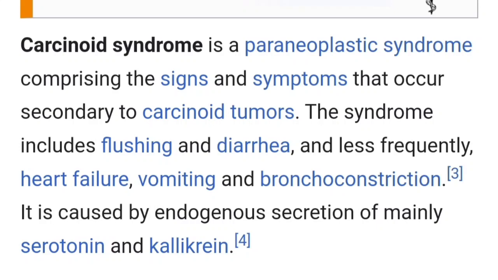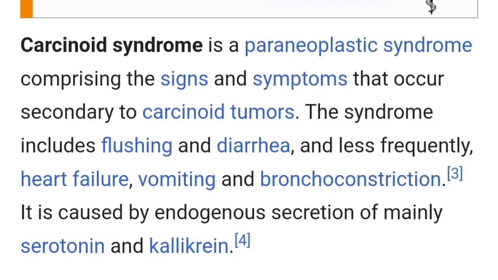Remember the symptoms, very important. They will give you a case of flushing and diarrhea. If these two things are mentioned, then 100% it is carcinoid syndrome. And why is this occurring? Because the level of serotonin has increased in your body.